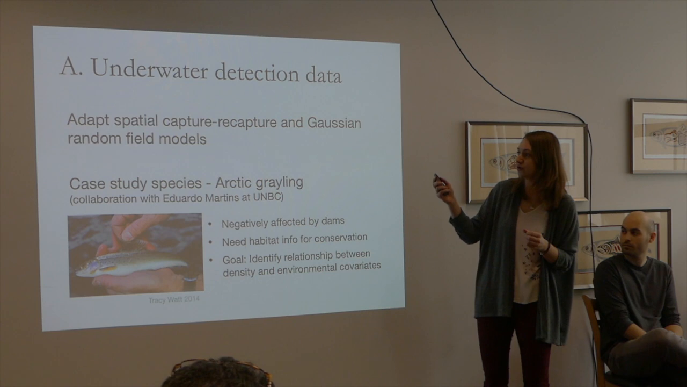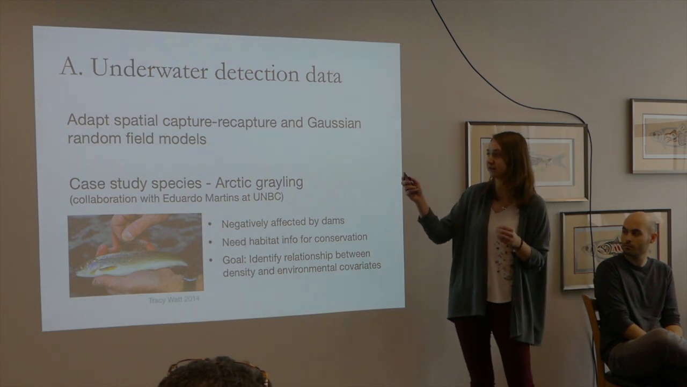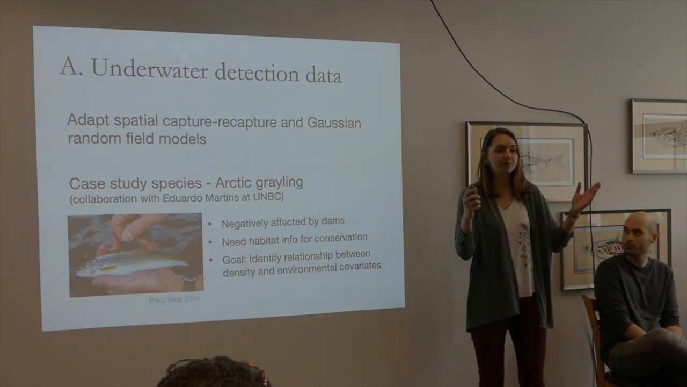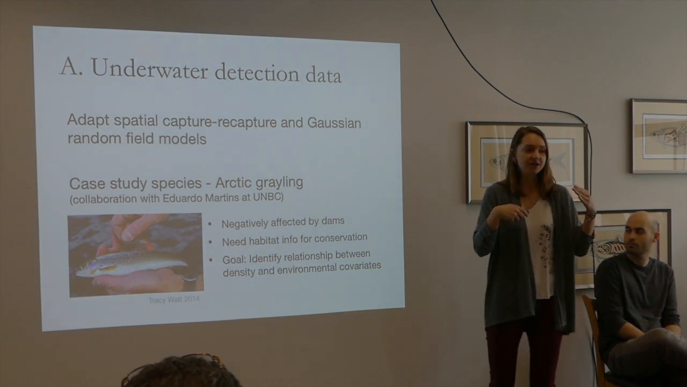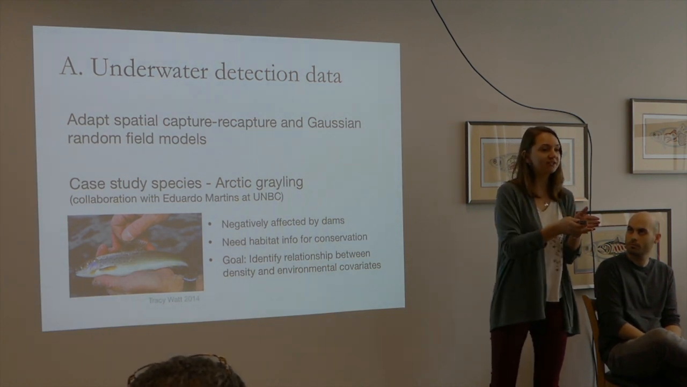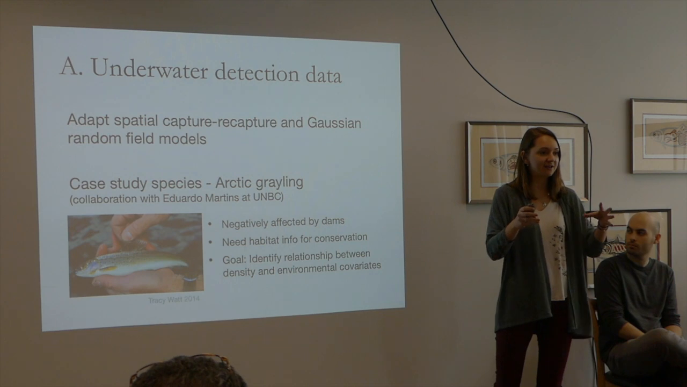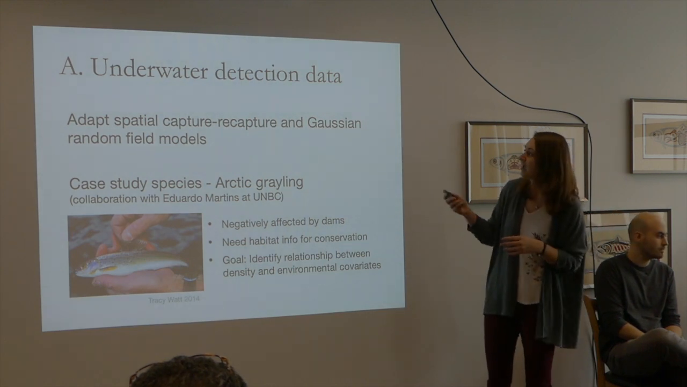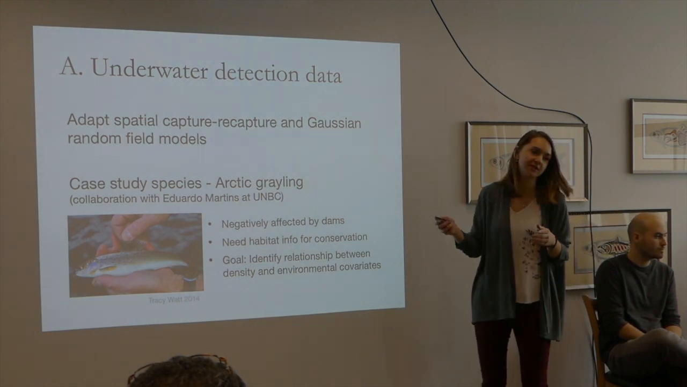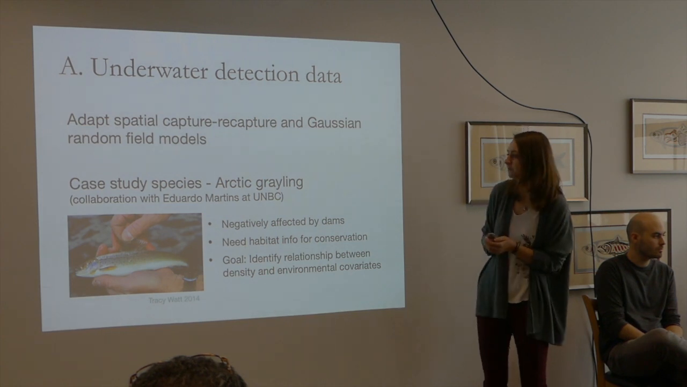For this, we're going to adapt spatial capture-recapture models, which have been used in the terrestrial world a lot for those motion-detected cameras that kind of activate and then they get an image of the animal. And then also Gaussian random fields, which is used in fisheries a lot.